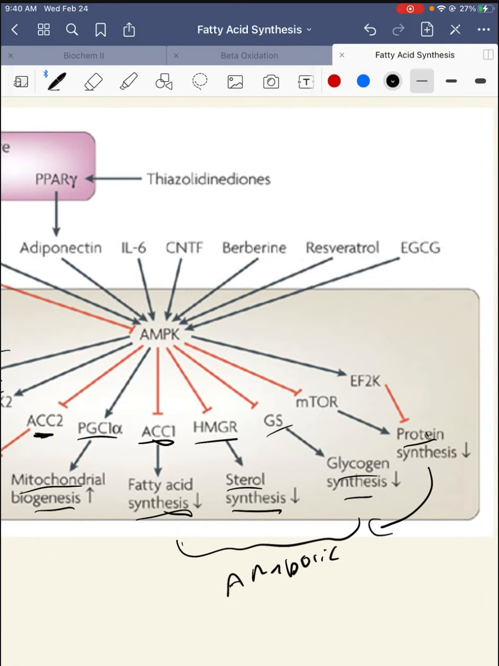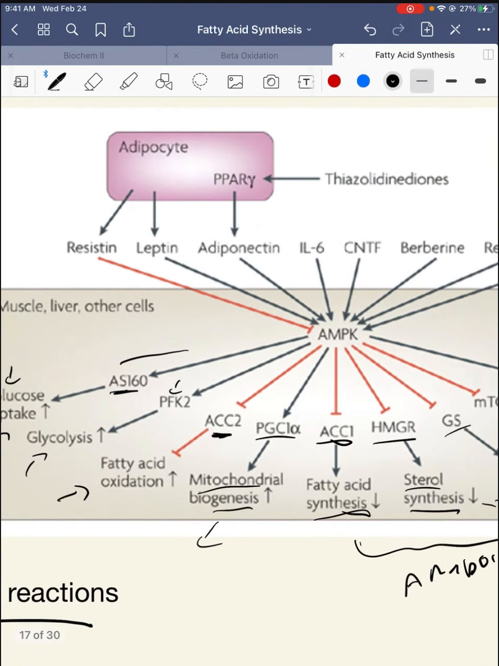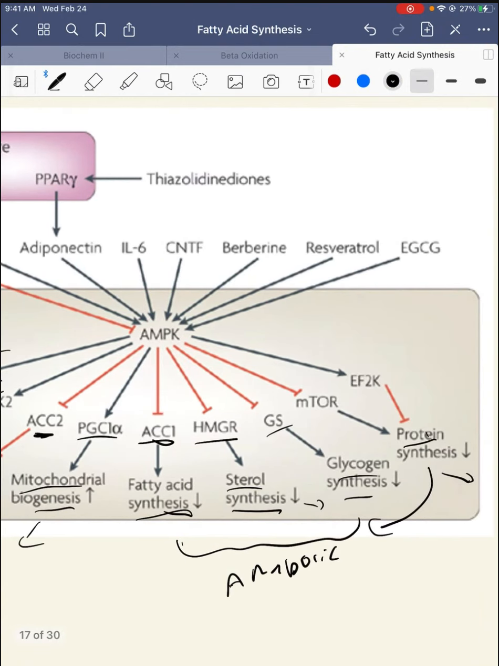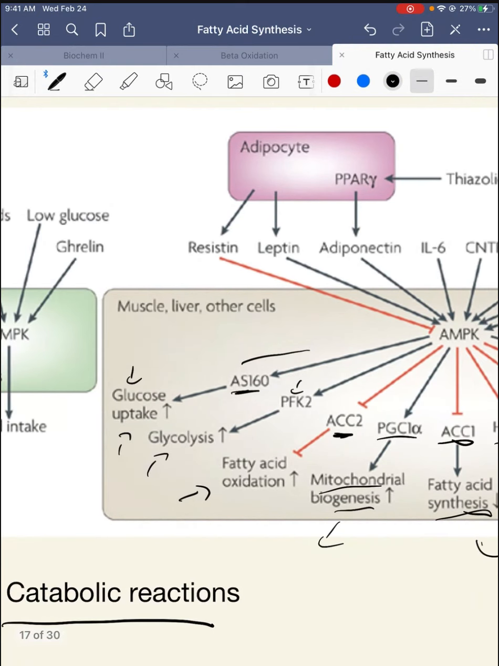So the ones we didn't talk about are protein and cholesterol. I don't think we'll talk about this throughout the whole semester, but the other ones we talked about: glycogen synthesis, fatty acid synthesis. We'll talk about beta oxidation in the next lecture. Okay.